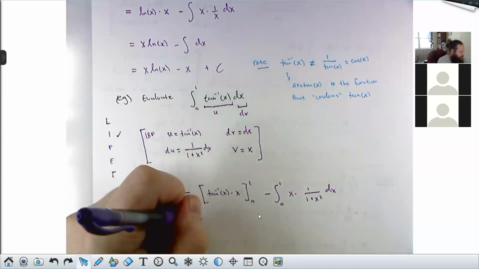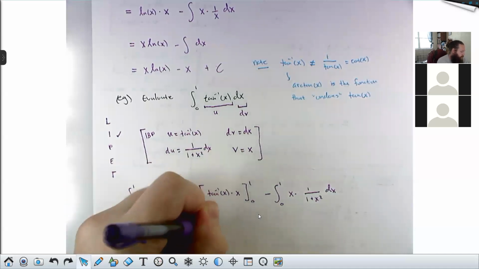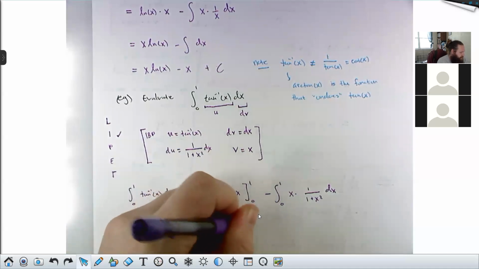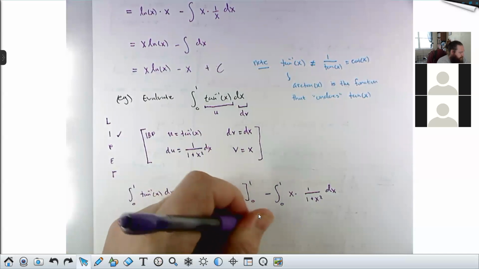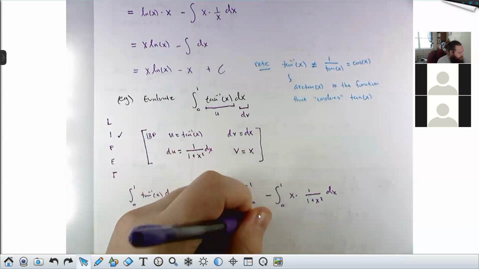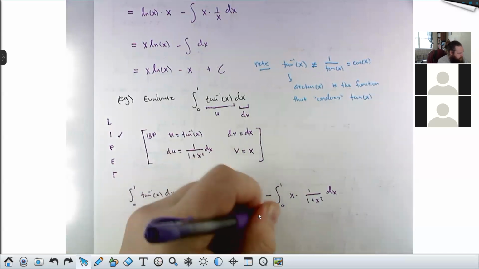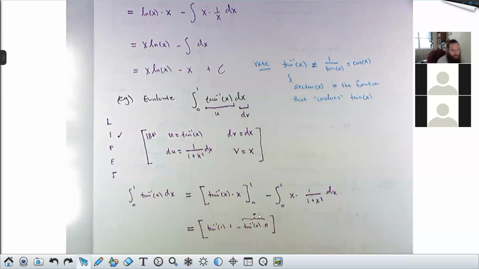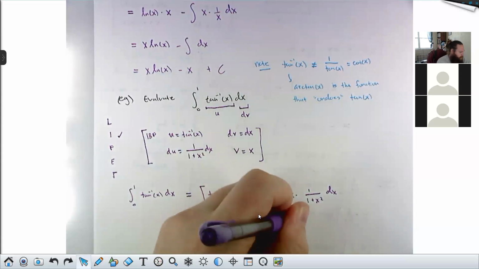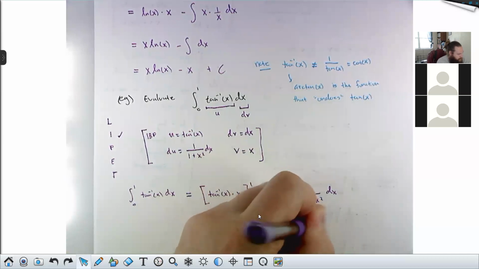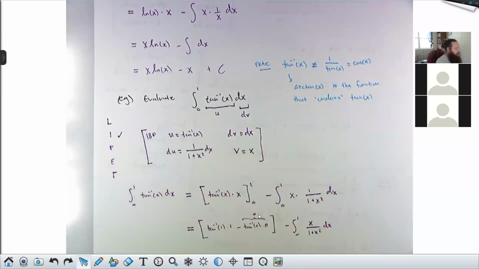This is the inverse tangent of 1 times 1, minus the inverse tangent of 0 times 0. So 0 times anything is 0. And it happens to be the case that the inverse tangent of 0 is 0 anyway. So that part is definitely 0. I'll go ahead and rewrite the rest of the problem here, which is the integral from 0 to 1 of x over 1 plus x squared dx, just to conserve space. Multiplying something by 1 just leaves it alone.